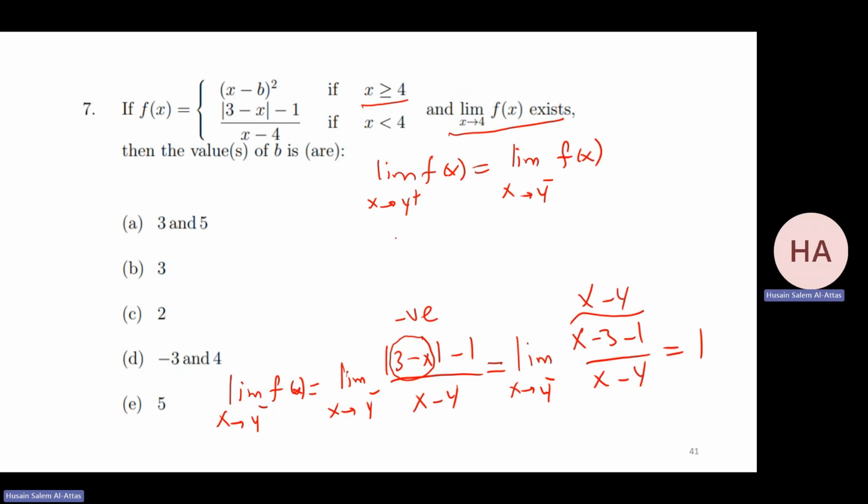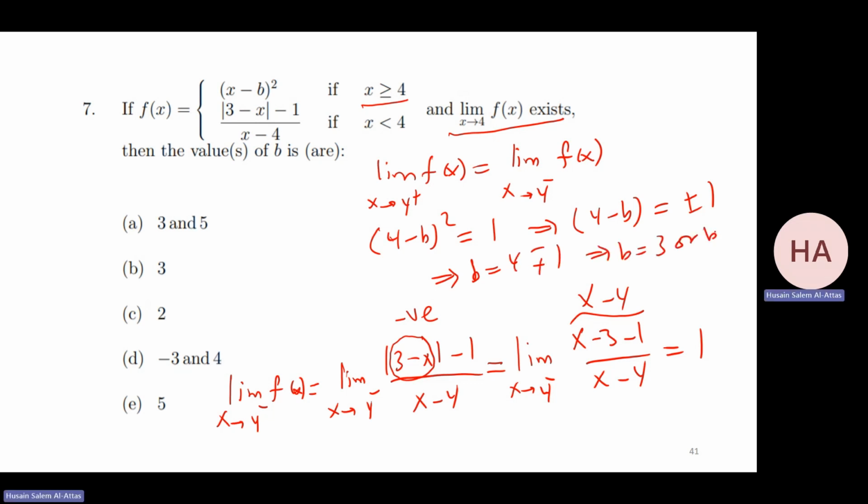So this limit will be 4 minus b squared, and that limit is equal to 1. Take the square root of both sides, that will be plus or minus 1. That means take b here and 4 minus or plus 1. Let's say b equals 3 or b equals 5. And these are the values.